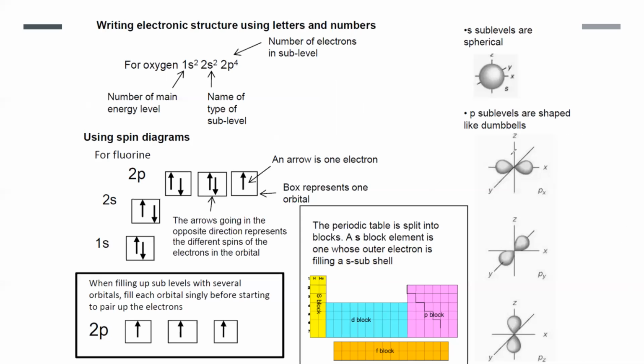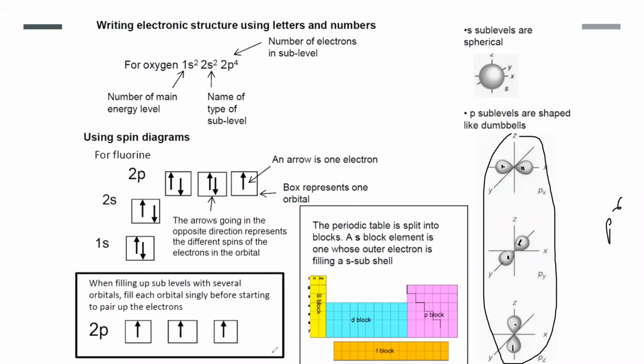Each orbital can have 2, and the total number of orbitals in the p subshell is 3. That's why it can hold a maximum of 6 electrons. So 2 in each. There are 3, so there are 2 electrons here, 2 electrons here, and 2 electrons here. When combined, they make a p. That's why p can hold 6 electrons.